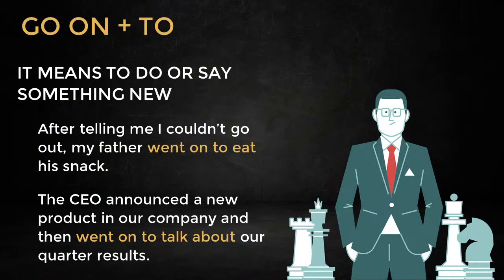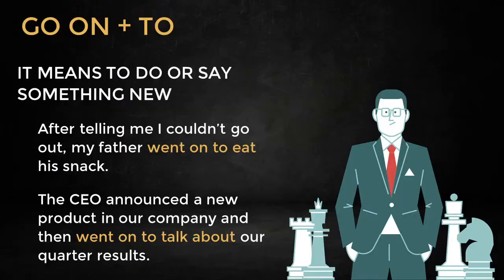Another example, the CEO announced a new product in our company and then went on to talk about our quarter results. Quarter results, 3 months. This is very common, okay? Every 3 months, the company gets together, or the department, or the managers, high management team, they get together to discuss the quarter results, the previous 3 months, okay?